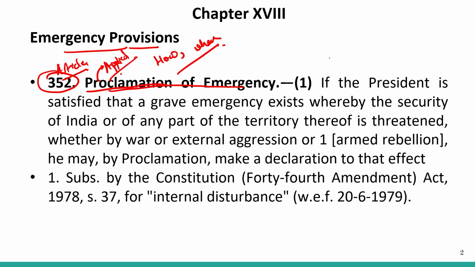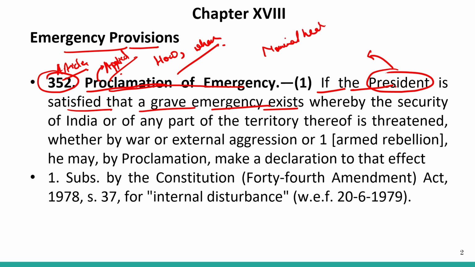Okay. So it says that if the president is satisfied that a grave emergency exists. Okay, if the president. So as you know, the president is what? The president is a nominal head, which is going to work on the aid and advice of the Council of Ministers.